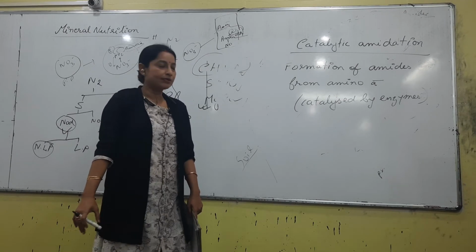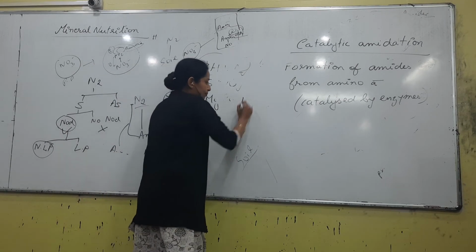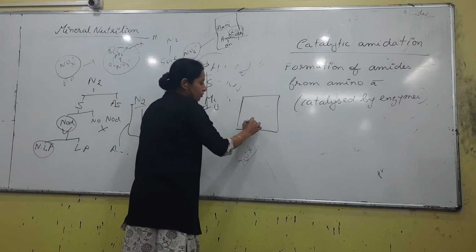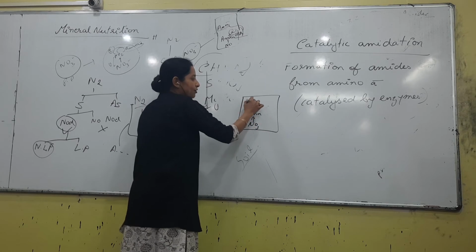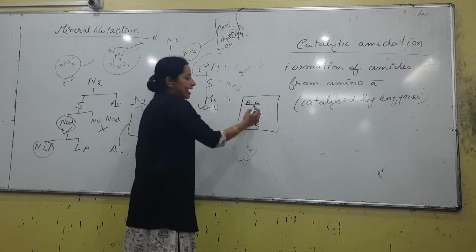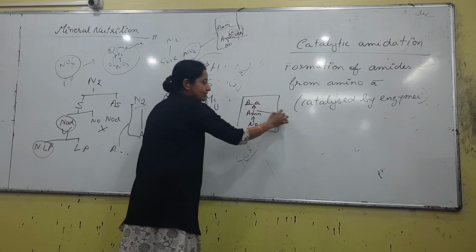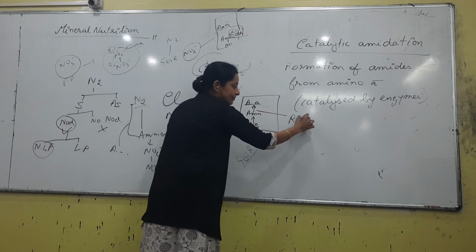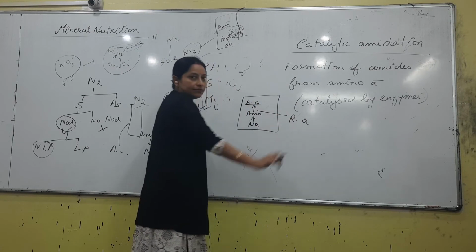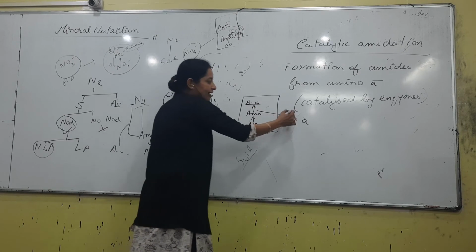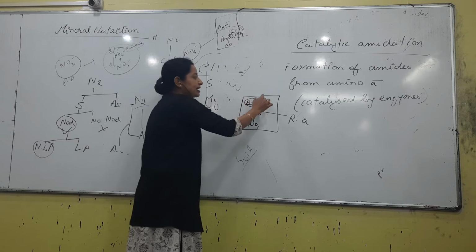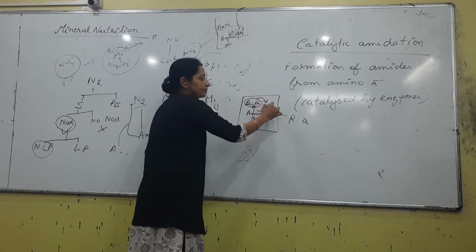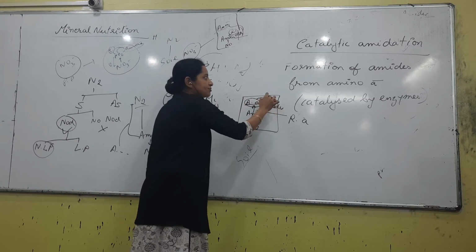So, when nitrate comes into the plant cell, nitrate forms ammonia, and ammonia forms amino acids. Amino acids formation, this process is called reductive amination. Right? Reductive amination, and as a result it forms different types of amino acids. These amino acids will ultimately form amides. What is this process called?